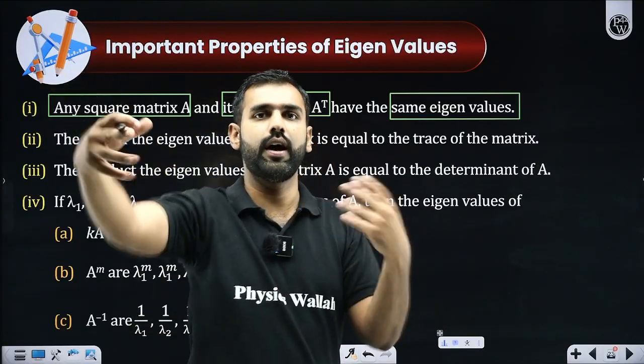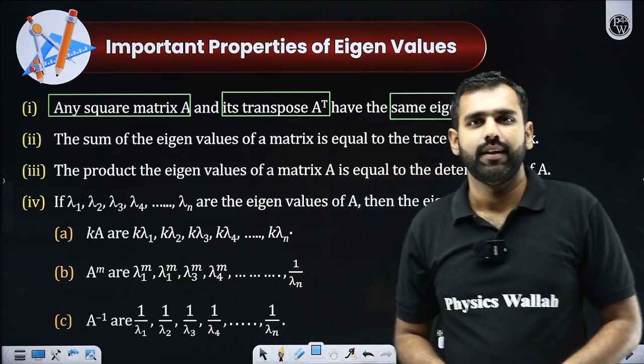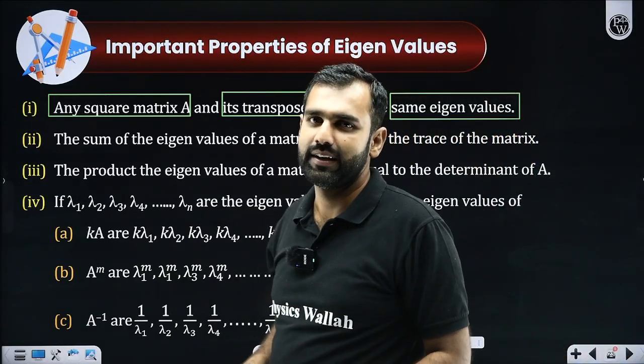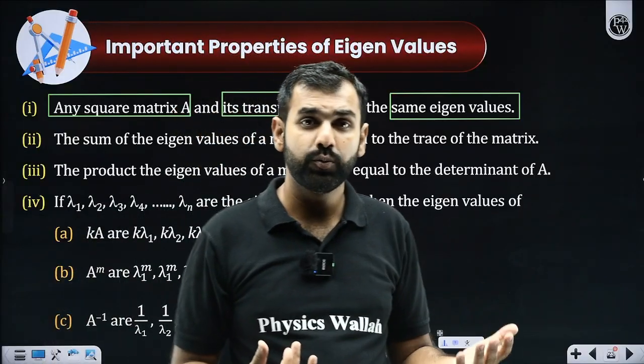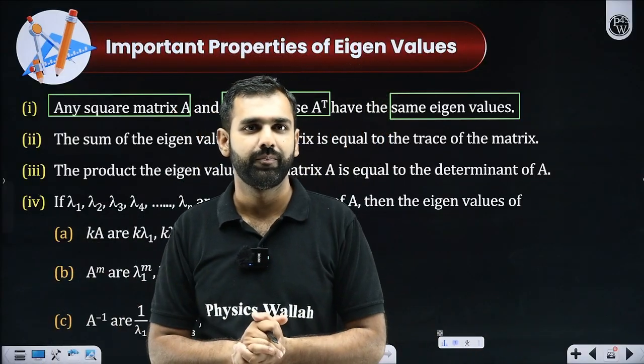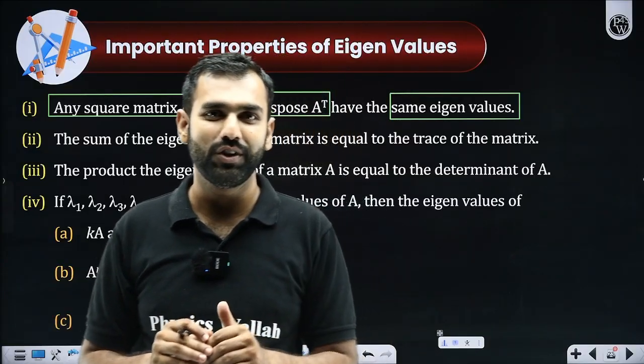So let's say in a question, you are asked for the eigenvalues of the transpose of a matrix. Then you wouldn't waste your time finding it, because you know this property that a matrix and its transpose have the same eigenvalues.